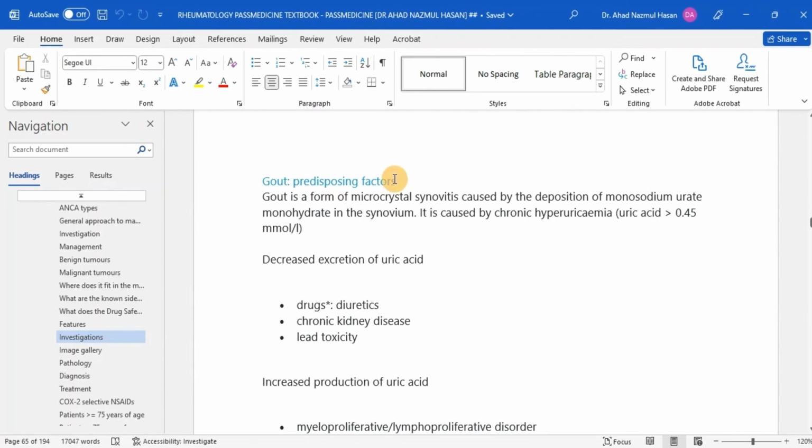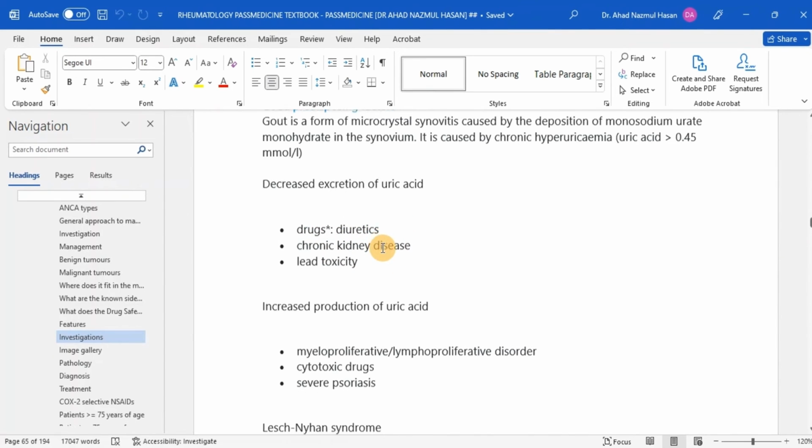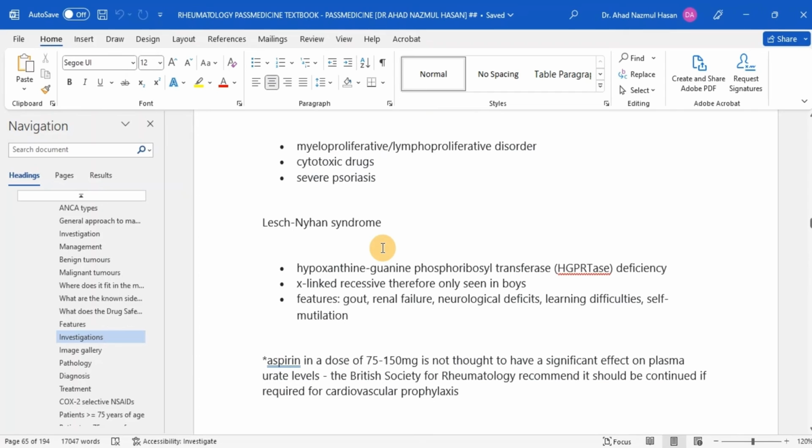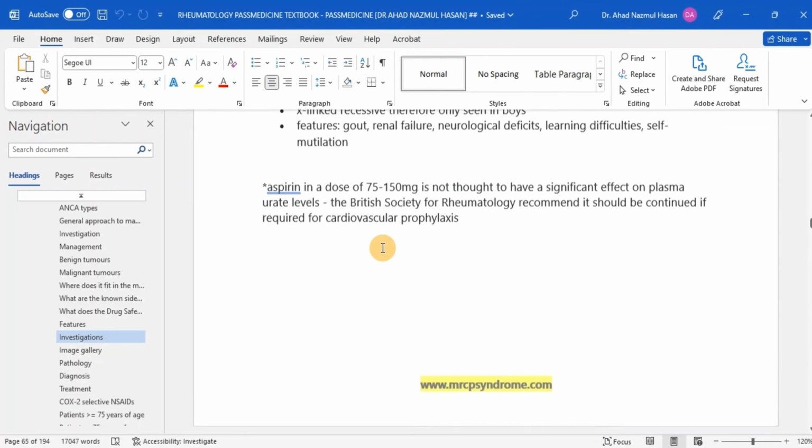Gout predisposing factors. Most common pathophysiology is due to the decreased excretion of uric acid, which is often due to the diuretics, CKD, or lead toxicity. And there is one condition associated with gout known as Lesch-Nyhan syndrome. And this occurs due to the HGPRT deficiency, and patient will have the neurological deficit as well as learning difficulties.